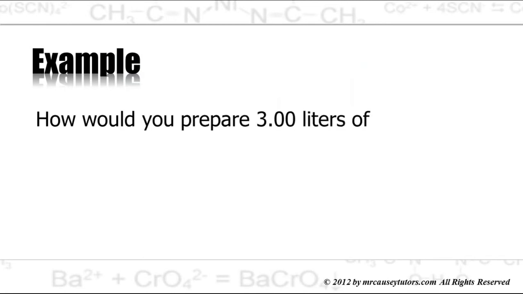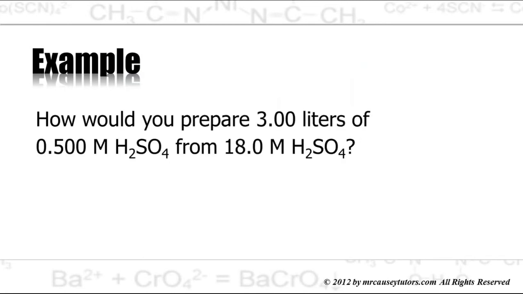How would you prepare 3 liters of 0.5 molar H2SO4, sulfuric acid, from concentrated 18 molar sulfuric acid? Well, 3 liters would be my new volume, or my final volume. The molarity, 0.500 molar, would be my final molarity. And 18 molar is my initial molarity. And I just need to find out what is the amount of water I have to add to that in order to get the new or final molarity.